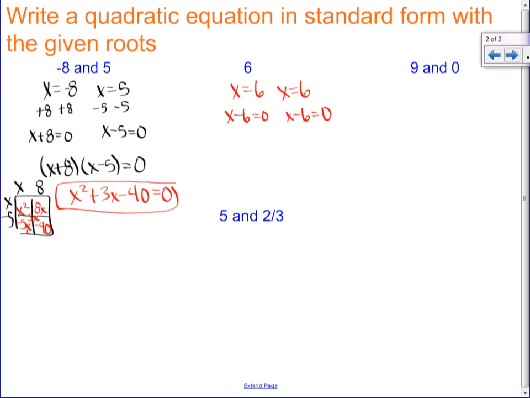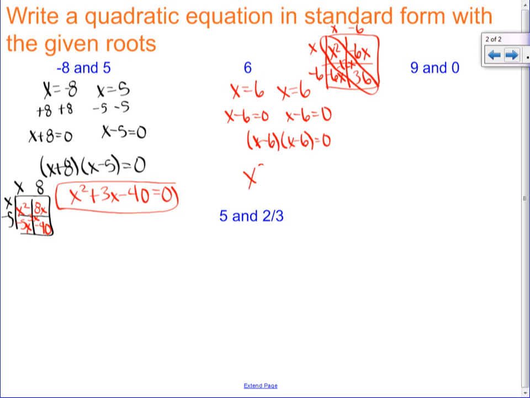We'll throw them in parentheses and multiply them. And we can do a window for that. So if we take x times x, got x squared minus 6x minus 6x, and then positive 36. So what number is in the middle when we combine like terms there? Negative 12x. So right here is your answer.